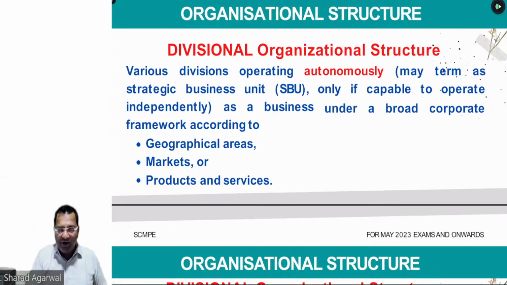So all the day-to-day decisions regarding capital investment, revenue, the appointment of workers or anything, all the decisions will be taken by the departmental head. So in the divisional organizational structure, departments will work autonomously. What do you mean by autonomously? Day-to-day decisions will be taken by the departmental head itself without informing the top management. But at the end of the period, their performance will be evaluated on whatever decisions they have taken, whether they were taken in the best interest of the organization or not.